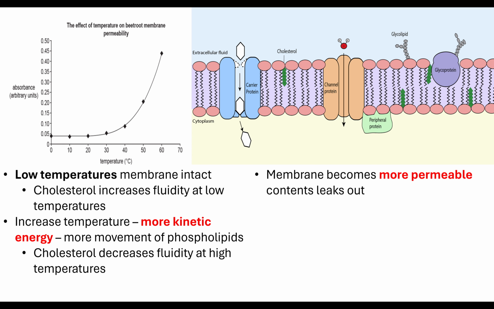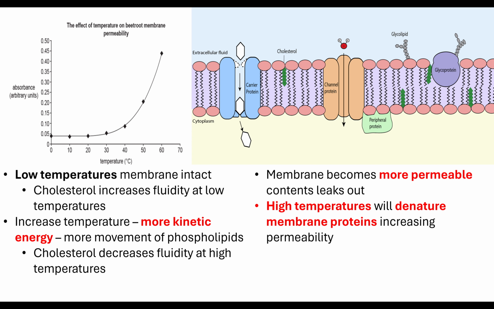Now that's because as the temperature gets higher, not only are the phospholipids and proteins moving around more, but you also have the fact that their structure, those proteins, are going to denature. The high temperature is going to cause more movement, and therefore that movement breaks those interactions within that protein. That again will increase the permeability and cause more leakage out of the cell. So it's important that you note that temperature is a factor that's going to affect the structure of the membrane.